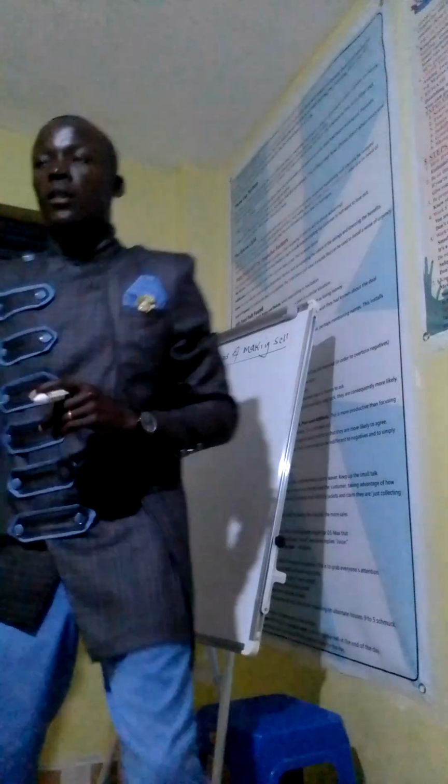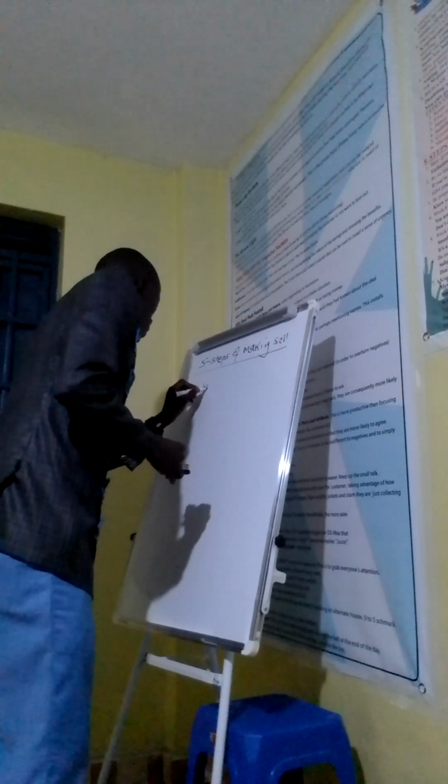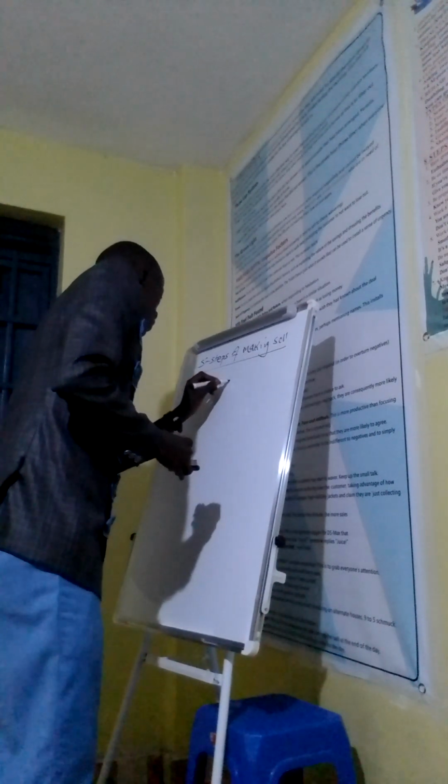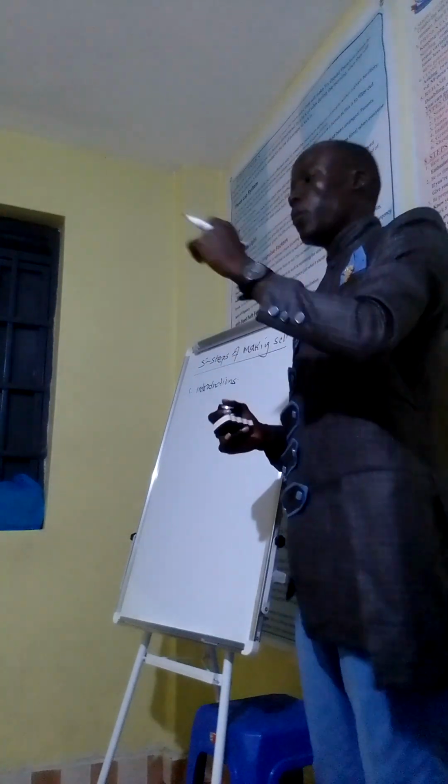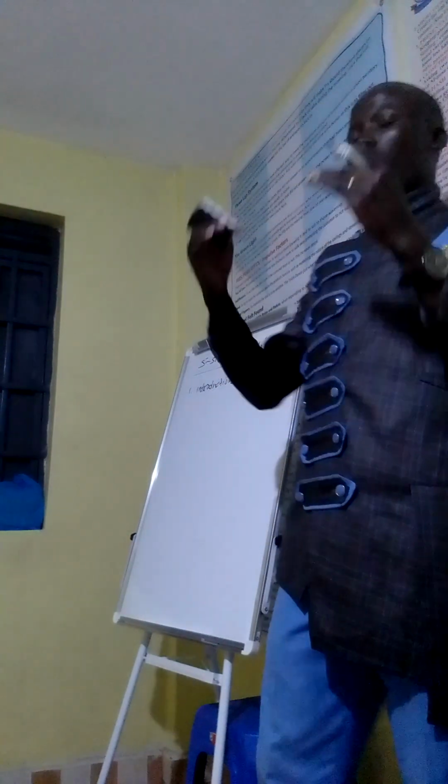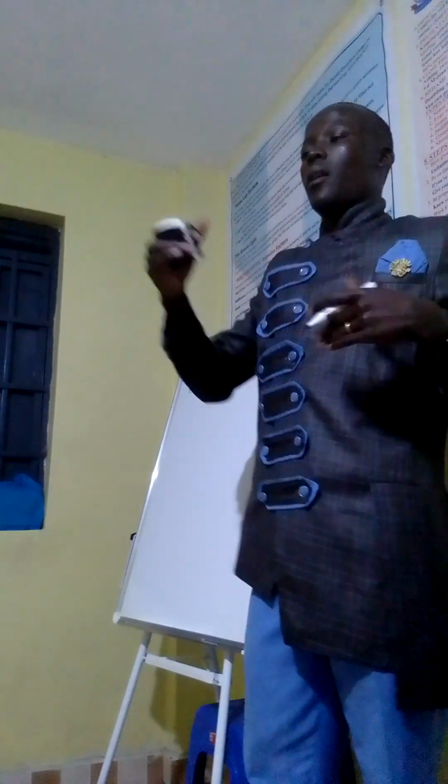Step number 1, introduction. When we talk about introduction, it simply means greetings. We have 2 types of introduction: formal introduction and informal introduction. Formal introduction is a type of introduction that can be applied to official people at official places. You get me? And informal introduction is a type of introduction that can be applied to non-official places and to non-official people.